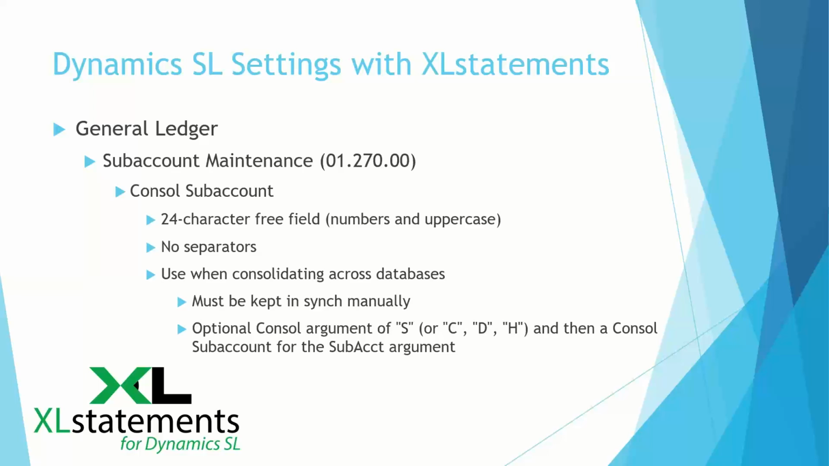And then it's optional. That third consol argument would be S for using consol sub-account, or C if you're using them with the account classes, D if you're using them with consol sub-accounts, consol accounts, and then H if you're using them with ratio groups, which I don't think would ever happen.